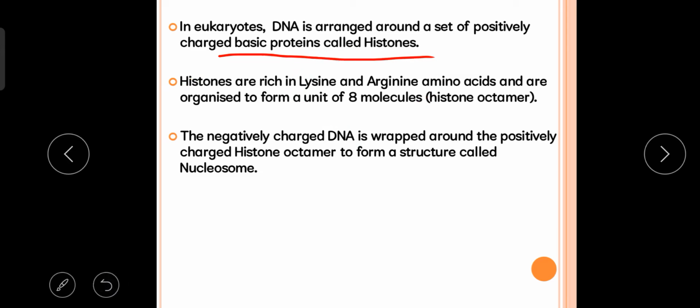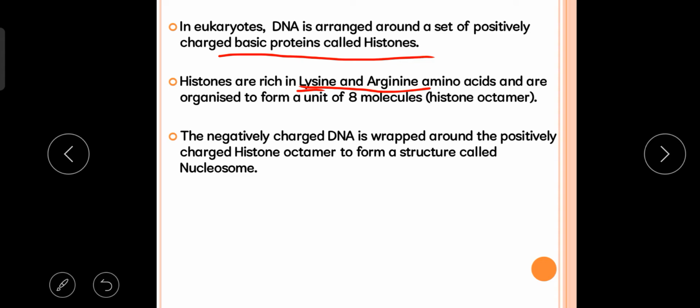DNA is found wrapping around a basic protein called histone protein, and histone proteins are positively charged and rich in lysine and arginine amino acids. So how is the DNA found wrapping around the histone protein?